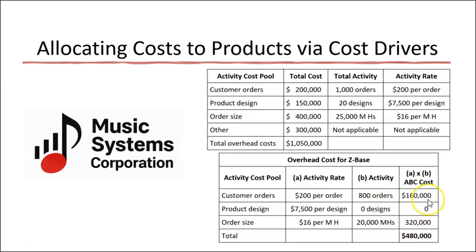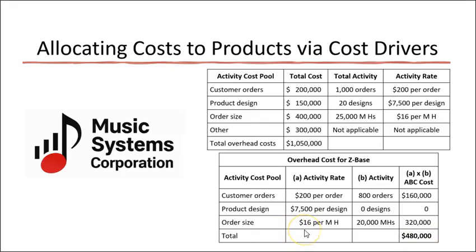Therefore, the activity cost is $160. Okay. Next, product design. Activity rate $7,500 per design. However, no design orders are used for this product. Okay, remember why. Therefore, no product design overhead cost will be assigned to Z-Bass.